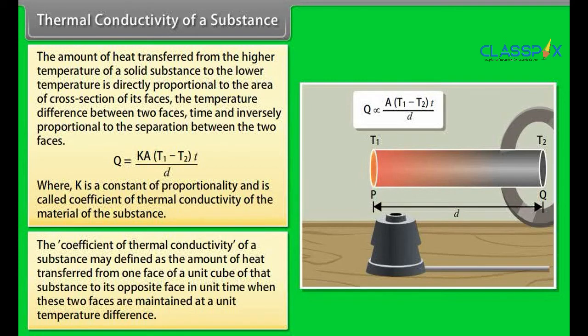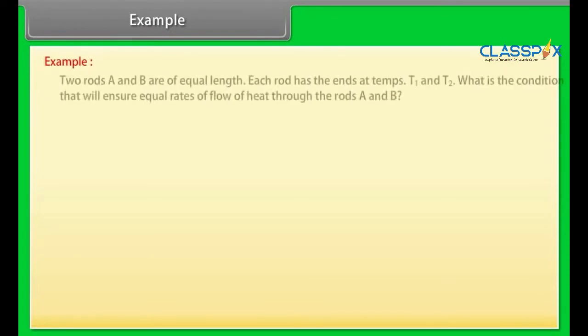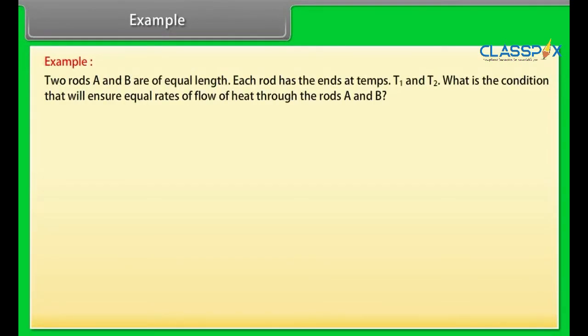Example. Let us take an example of thermal conductivity. Two rods A and B are of equal length. Each rod has the ends at temperature T1 and T2. What is the condition that will ensure equal rates of flow of heat through the rods A and B?